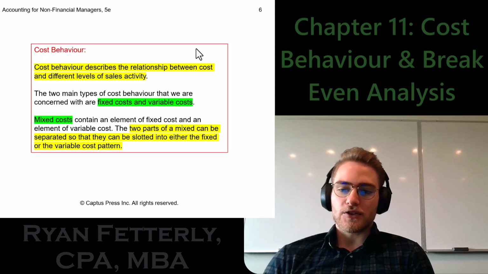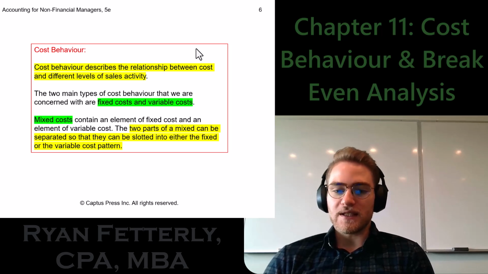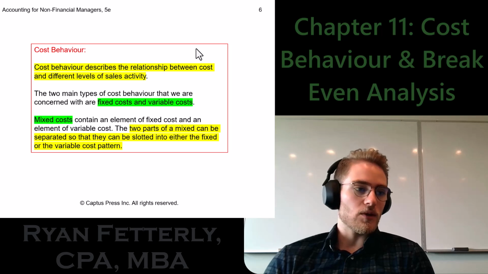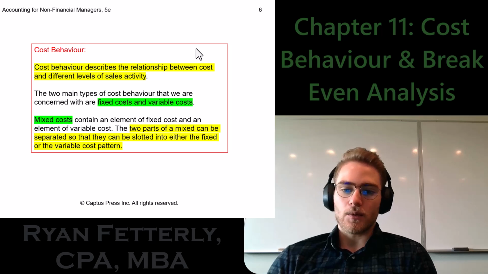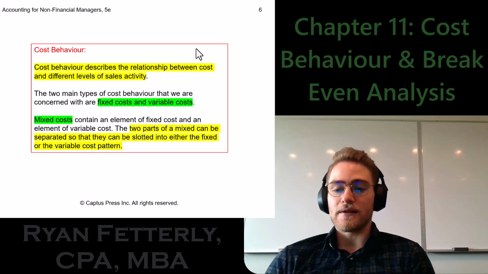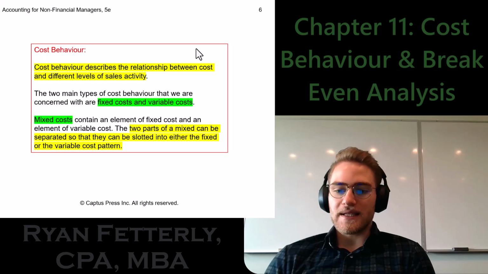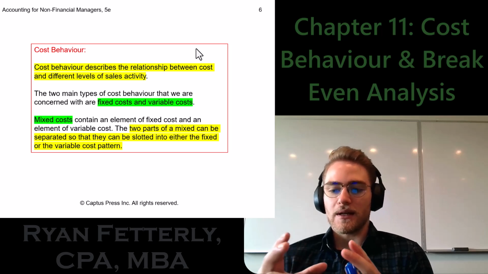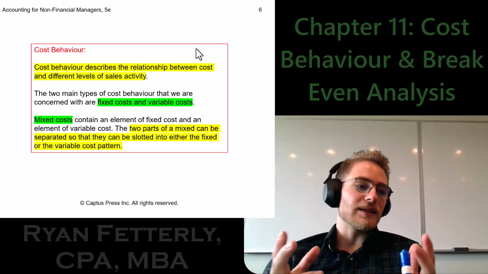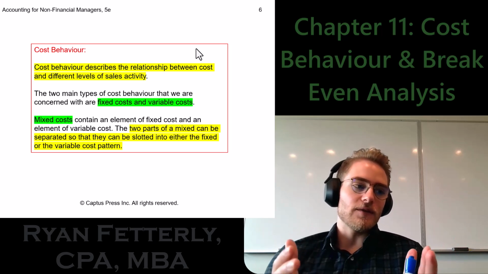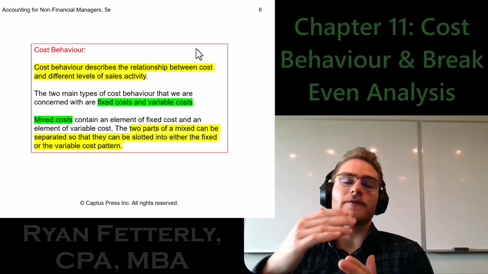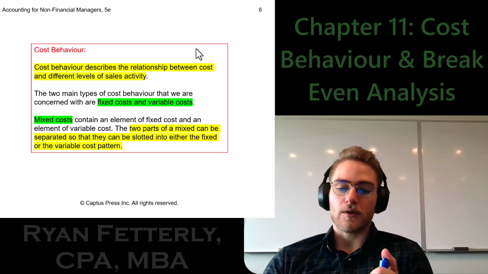So cost behavior describes the relationship between costs and different levels of sales activity. When sales goes up by $1, what does our cost go up by? The two main types of cost behavior that we're concerned about are fixed costs and variable costs. Mixed costs contain elements of both, like I described with electricity costs, and the two parts of a mixed cost can be separated so that they can be slotted into either fixed or variable. Like that fixed charge in electricity costs, the one that you pay no matter what, the delivery fee, versus how much you pay per kilowatt hour, which would be the variable cost per kilowatt hour, right?